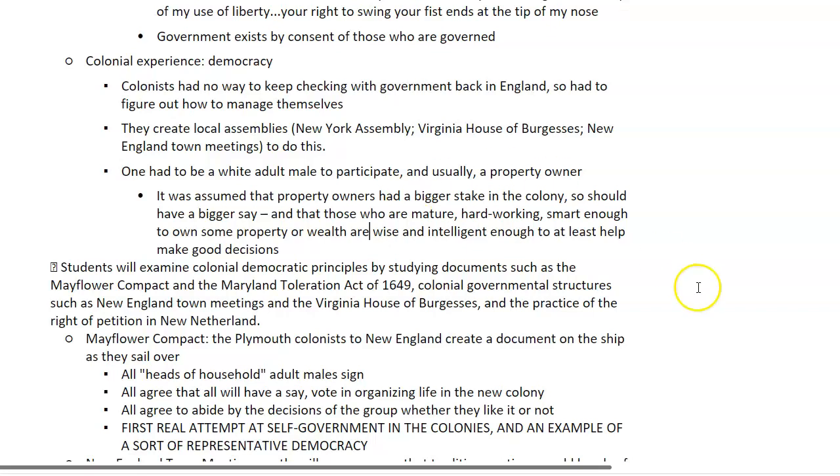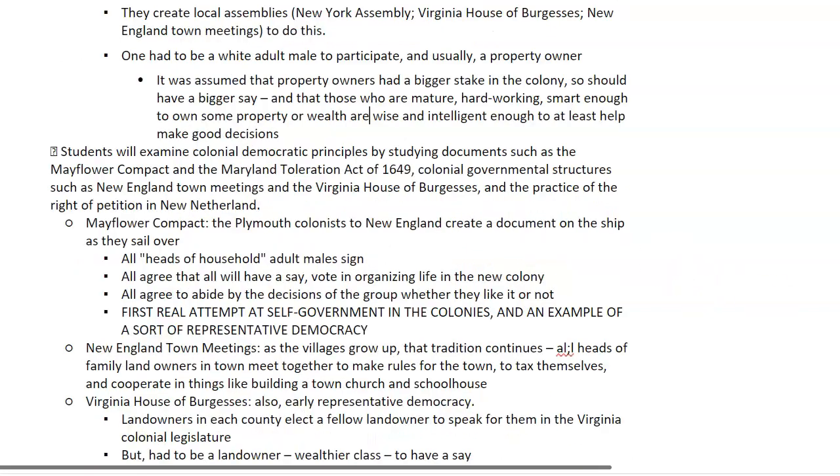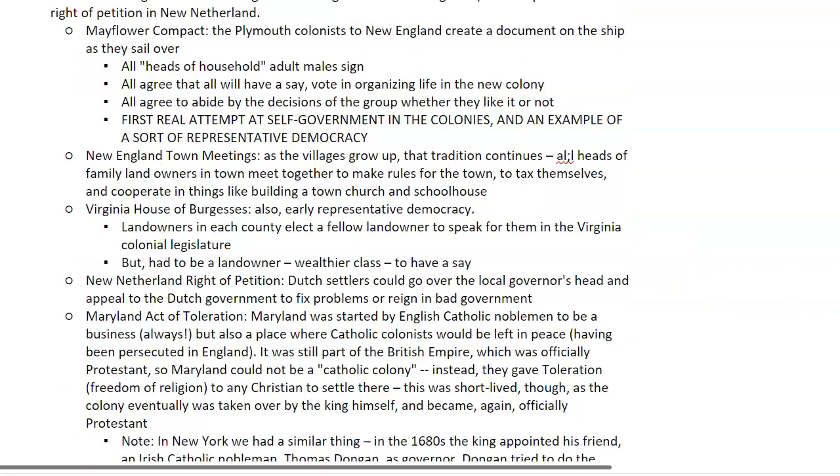Some specifics here. The Mayflower Compact, know it. The Plymouth colonists on the Mayflower ship come over to New England. They're halfway across for the very first settlement in New England, and it occurs to them, how are we going to organize this? So while they're on the ship, they write up this document.